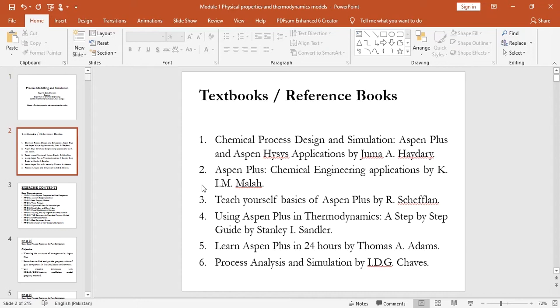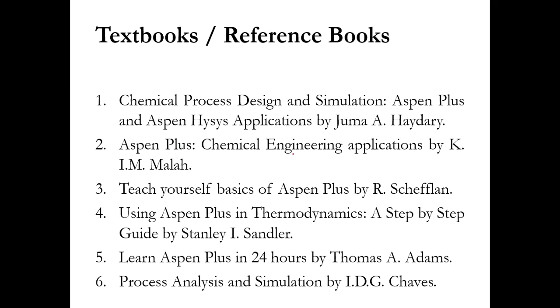The textbook reference books which are recommended for this course: Chemical Process Design and Simulation, Aspen Plus and Aspen Hysys Applications by Juma A. Hedry. Second book is Aspen Plus Chemical Engineering Applications by Kamal I. M. Malah. Then Teach Yourself Basics of Aspen Plus, and then Using Aspen Plus in Thermodynamics, Learn Aspen Plus in 24 Hours, and Process Analysis and Simulation. So these are the six books which I will recommend you to go through during this course of process modeling and simulation.